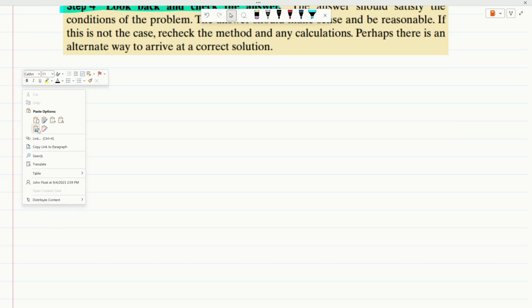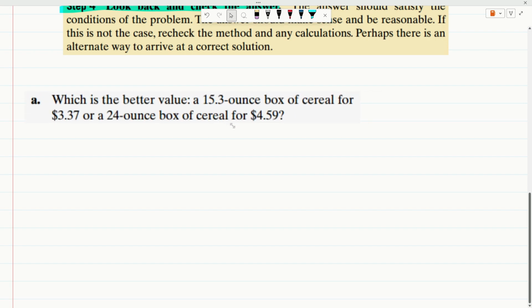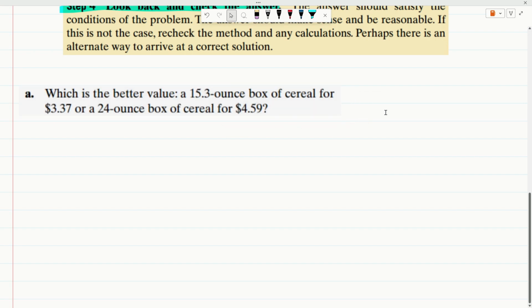Here's our first one. It's a very straightforward one, and you're going to have homework problems like this. It says, what is the better value? A 15.3 ounce box of cereal for $3.37 or a 24 ounce box of cereal for $4.59. I do this all the time when I'm shopping. What I'm really concerned with here is, and I'm sure you've heard this phrase before, what is the best deal for my dollar? What is the best bang for my buck?